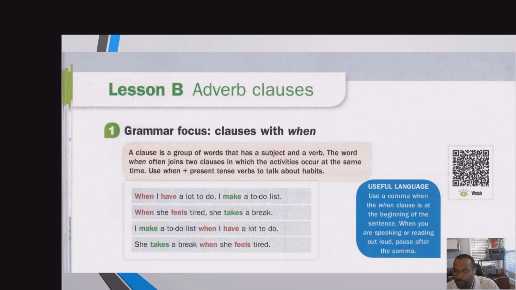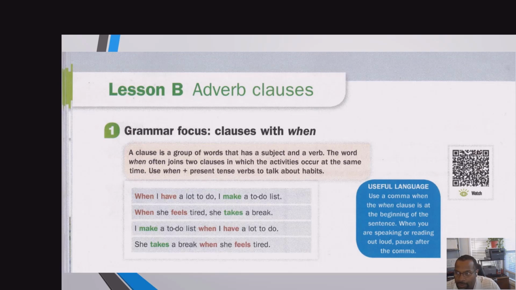Alright, so we're going to keep moving on here. We're going to be on page 72, lesson B. Alright, and we're going to be talking about adverb clauses. More specifically, clauses with when. So our adverb is going to be the word when. Remember, we use the word when when we're talking about time. Okay, when we're talking about doing things in a period of time.